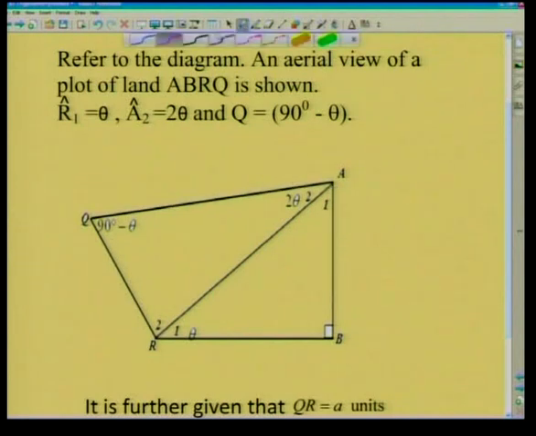Just one thing I must caution you on, if they do give you a drawing like this, put a little line over there so you separate that 2 to mean the name of that angle versus the 2 theta, which is its actual value. And the same here, that wouldn't have really mattered, it wouldn't have confused you, but if you do that, it just makes it easier to see what's going on. Now it says, it is further given that QR is equal to A units. So we put the A in there.